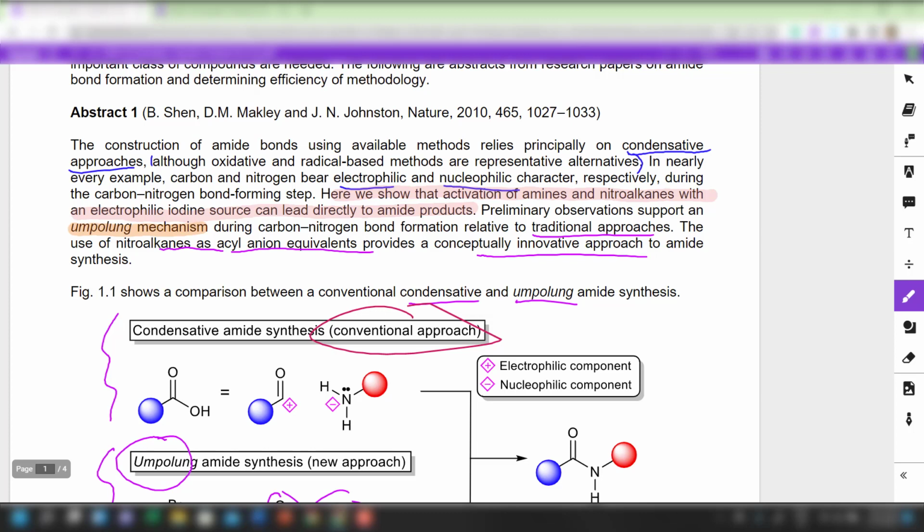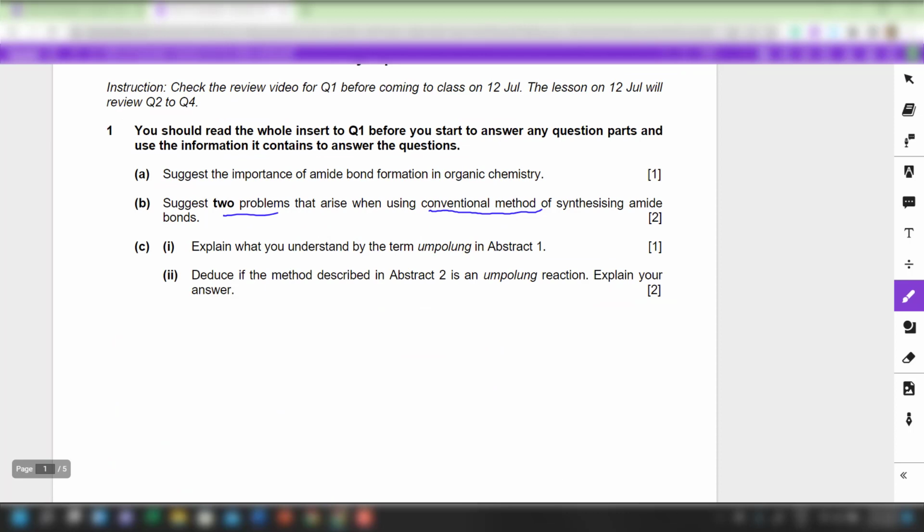But this will involve additional steps, and if you are going to convert it to an acyl chloride, it will involve the production of hazardous HCl. So this is maybe one point you can mention. However, you're supposed to talk about 2 problems. So what is the second problem?